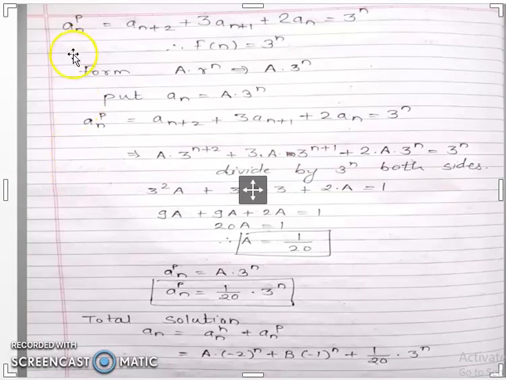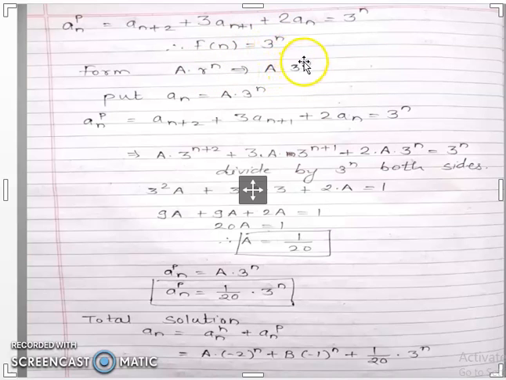Next we have to find the particular solution of the given recurrence equation, that is a_n^(p). So we write down the equation a_(n+2) + 3a_(n+1) + 2a_n = 3^n. This is the given recurrence equation in the question. In that equation f(n), that is the function value, is equal to 3^n. It is an equation in the form of a into r^n. Therefore the r value is 3.